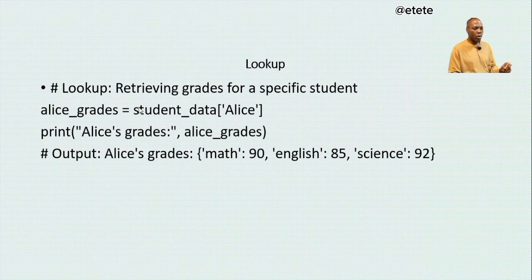All right. Now the lookup. Lookup, retrieving grades for a specific student. So I want to retrieve the grade of Alice. Now I declare another variable, and I say alice_grade equals, I will call that first variable, student_data, and then I will supply the key that I want, and it automatically gives me the output, which is what you are seeing here. So print alice_grade, which is this variable now, and it's going to give me all the values of Alice in each of the subjects. So practically we are going to see this.